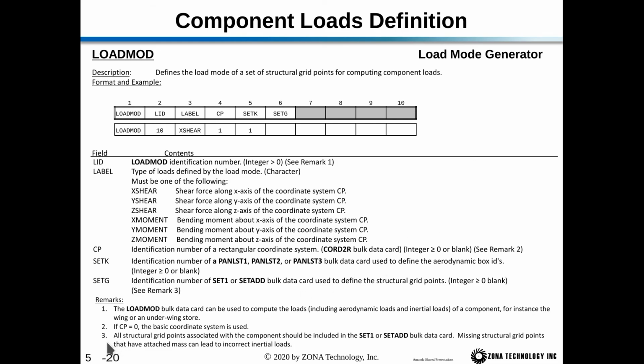Now it's important to note that all of the structural grid points associated with the component should be included in the set cards. As we just said on the previous slides, missing structural grid points that have attached mass can lead to incorrect inertial loads. So for the set G, you do not want to refer to the same set 1 that is used for the spline. Remember, for the spline, you want to use a reduced set of grid points. But for the load mod card, you want to refer to all of the grid points that make up that component.